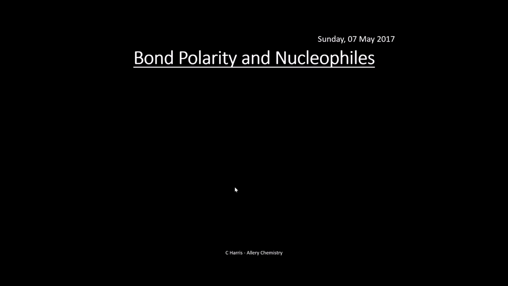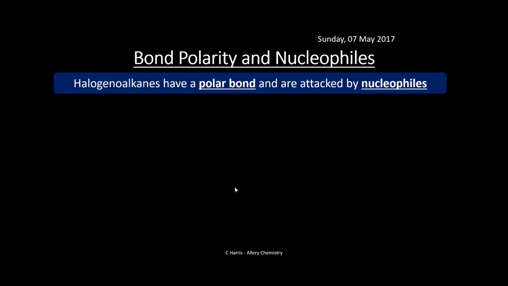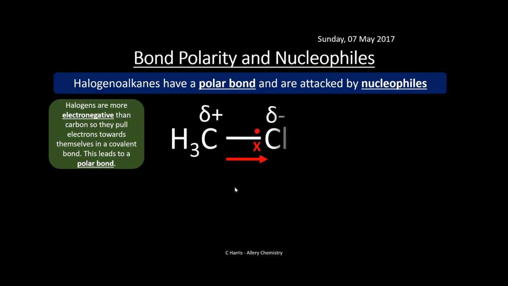Bond polarity and nucleophiles, right? These are pretty important because we need to describe how these things react. So halogenoalkanes have a polar bond. They are attacked by nucleophiles. Okay, so we need to know what these little bits are.